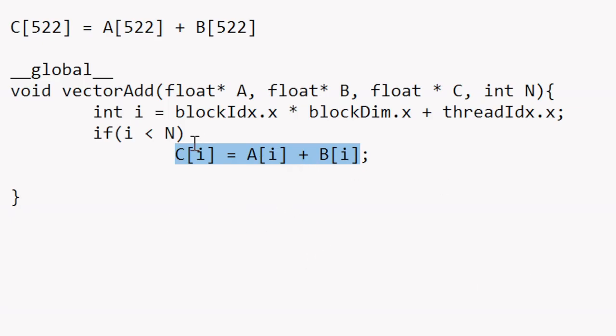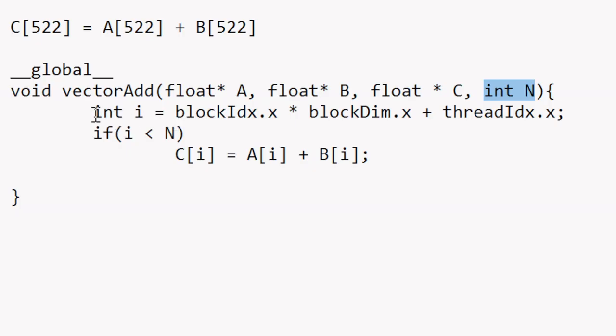So again, just to explain it further, this is the global keyword. It tells CUDA that the function is a kernel. It is called from the CPU but runs on the GPU. And these are the function parameters. These are the pointers which point to the arrays stored in GPU memory. And this is the number of elements in these arrays.